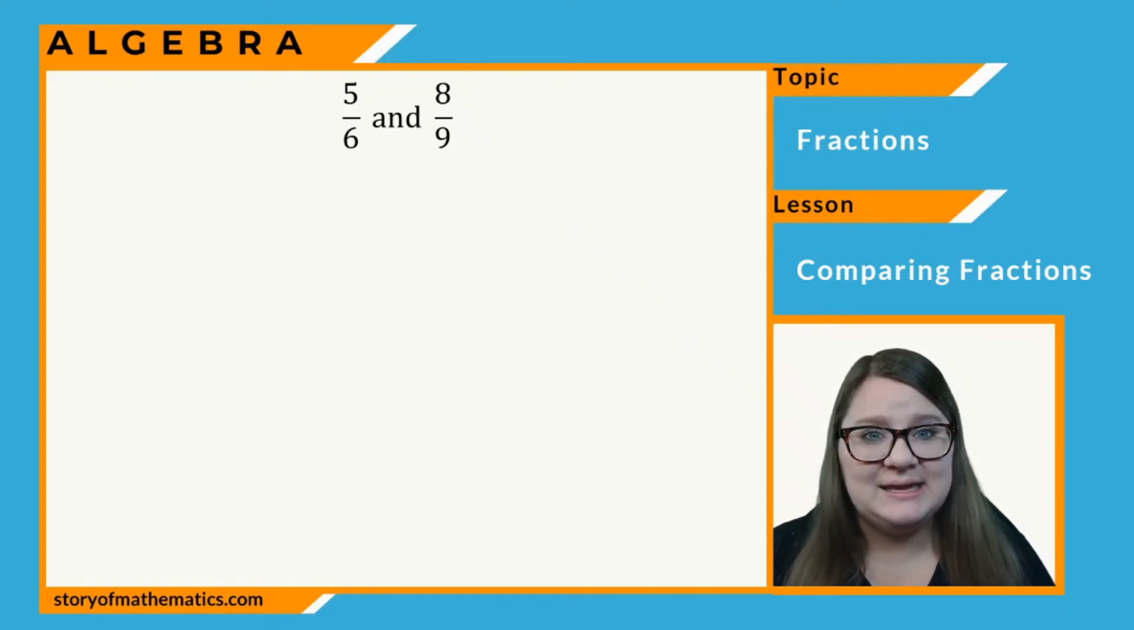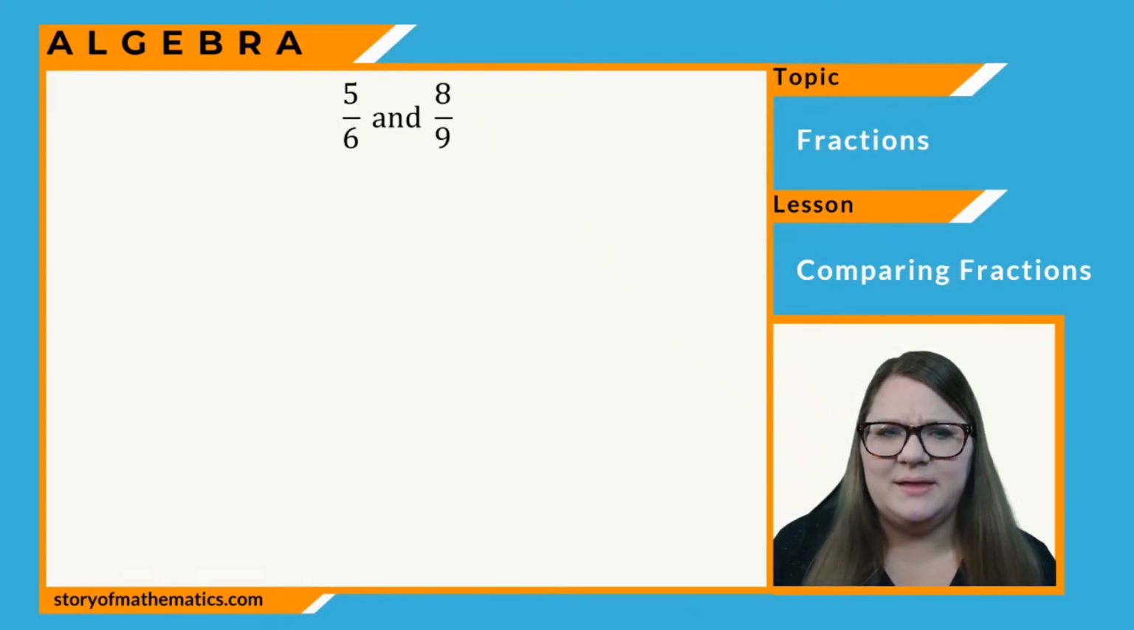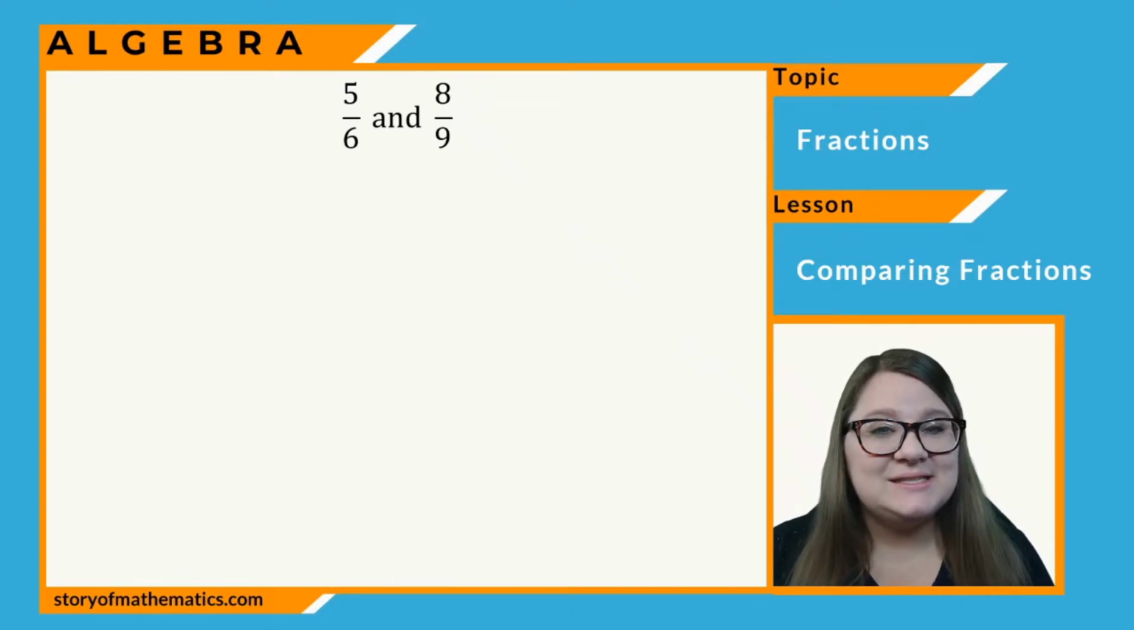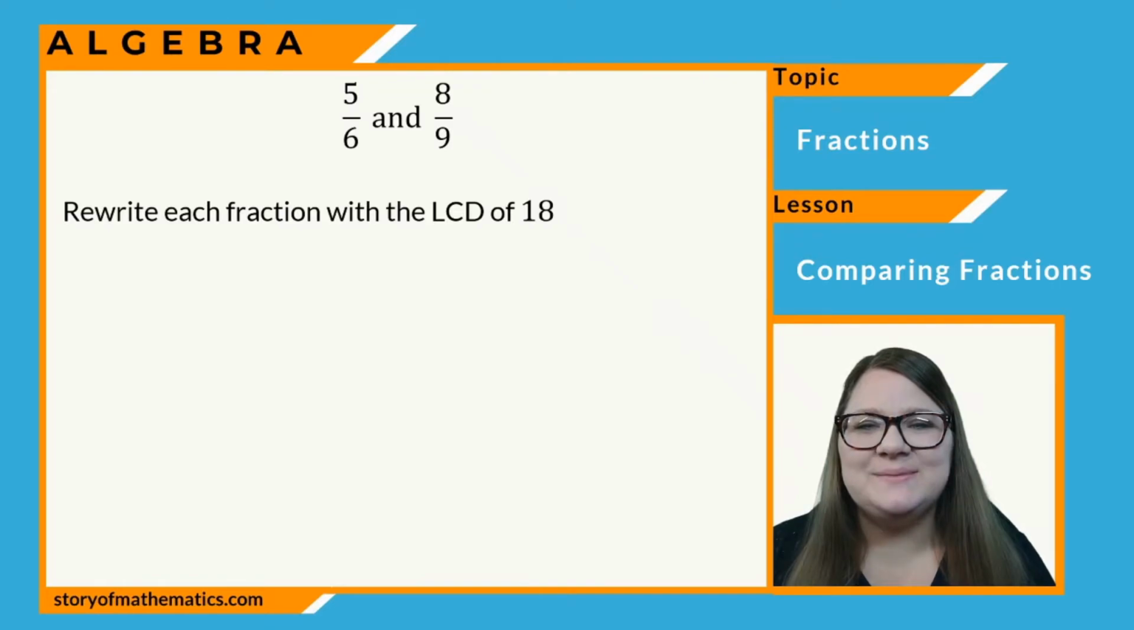5/6 and 8/9. What's the common denominator there? Well, the smallest number that works with 6 and 9 is 18. So that's my least common denominator, or LCD. So I need to rewrite each fraction with that denominator.